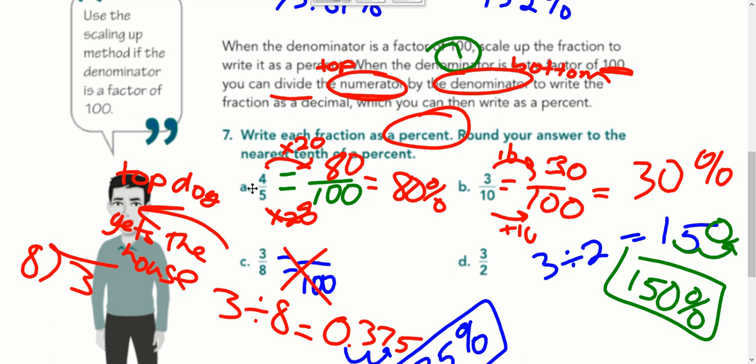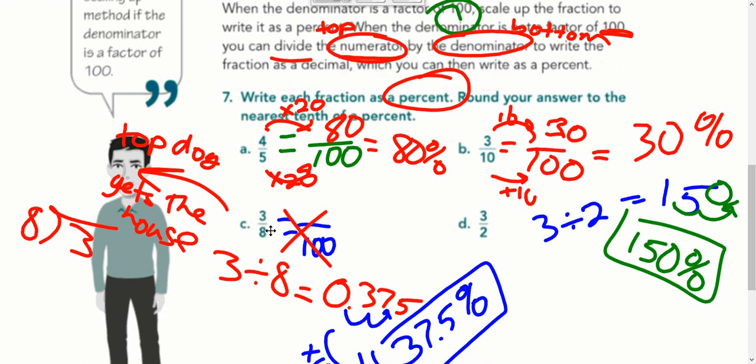Okay? So if it's 4/5, I can multiply the bottom by 20 to get to 100. So I multiply the top by 20 to get 80. 80 over 100 is 80 per 100 or 80%. Okay, and this one works well with that too. We just multiply times 10 and I get 30, so 30%.